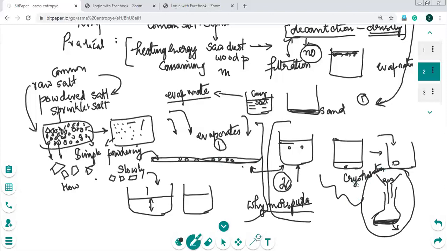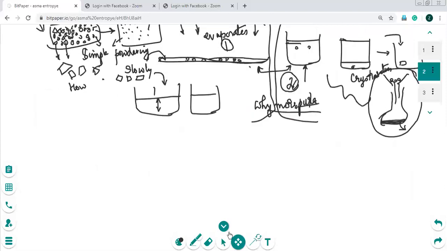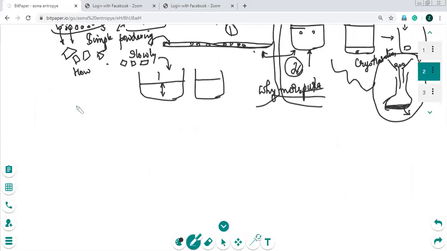So you have to distinguish between these two. Is the concept clear to you? Yes, sir. Okay, good. Suppose I mix ethanol, water, and acetic acid. How will I separate these three?